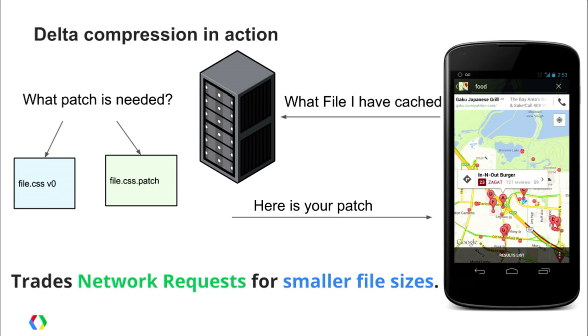Effectively, this technique is trading network requests for smaller file sizes, right? Sending a couple-byte request to determine what version of the file you have is going to be a night and day difference compared to sending the entire file to the user multiple times.